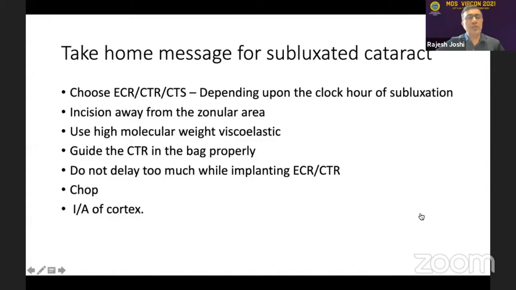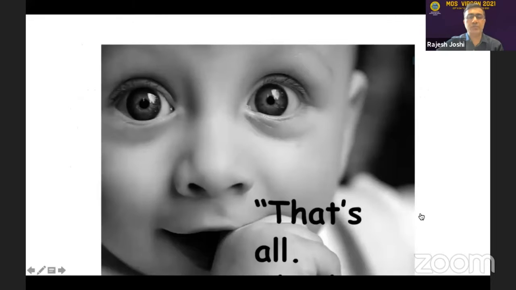So the take-home message is: choose an endocapsular ring, CTR, or CTS segment depending on the clock hours of subluxation. Make the incision away from the zonular area. Use high molecular weight viscoelastic to plug that area and guide the CTR in the bag properly. Don't delay too much while implanting the endocapsular ring. Prefer whatever technique of phacoemulsification you choose, and proper cortex removal is important.